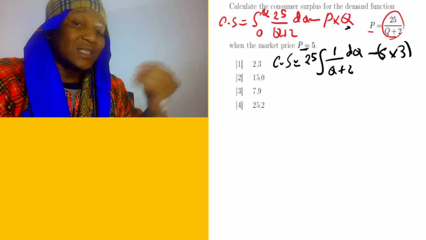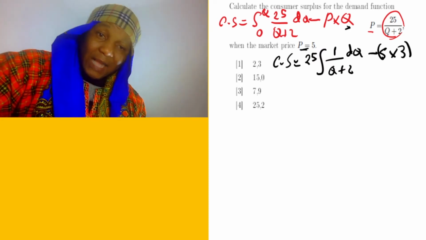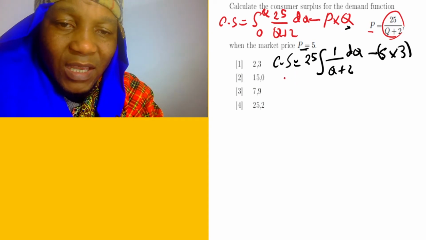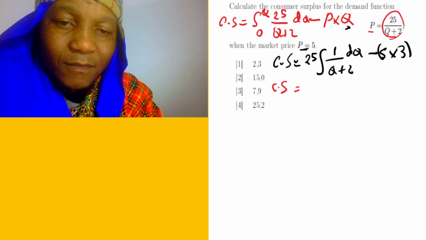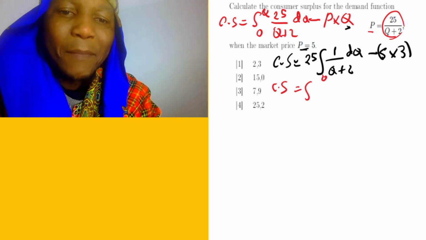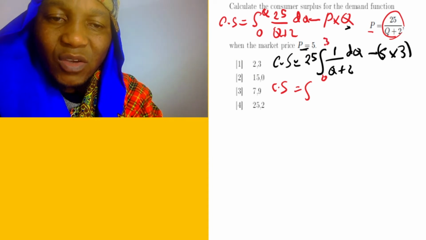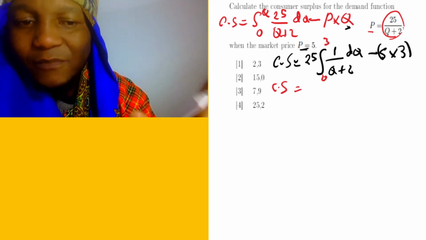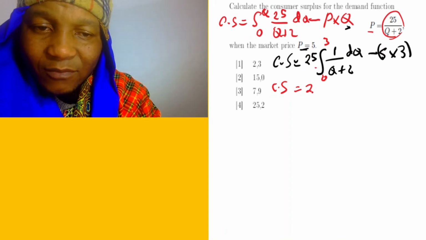We just got all the values. So 5 times 3 is equal to 15. So now the consumer surplus equals, and our limit always starts from 0 to that number, which is the Q we got, equal to 3. Just like I said, oh, I forgot my 25. Okay, so 25 is just 25.